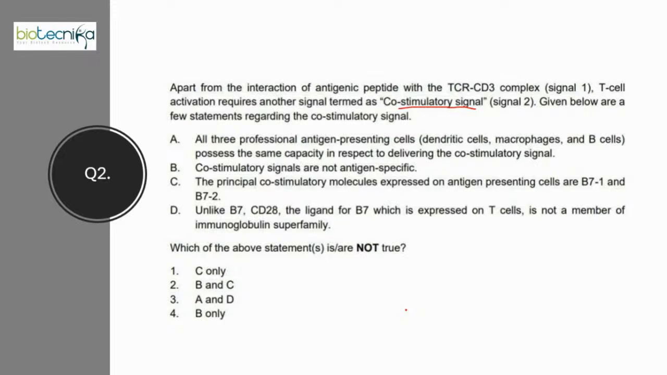Others? So the statements they are saying: number one is all three professional antigen presenting cells possess the same capacity in respect to delivering the co-stimulatory signal. Co-stimulatory signals are not antigen specific. The principal co-stimulatory molecules expressed on antigen presenting cells are B7-1 and B7-2. Unlike B7, CD28, a ligand for B7, which is expressed on T cell, is not a member of immunoglobulin superfamily. Which of the following are not true?